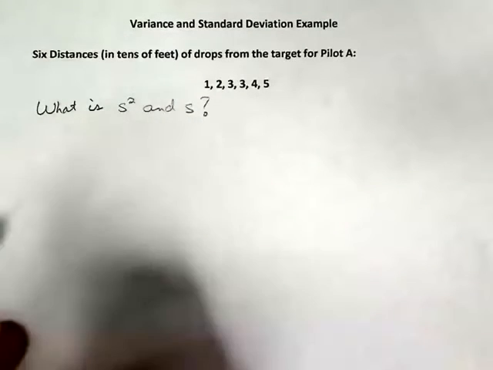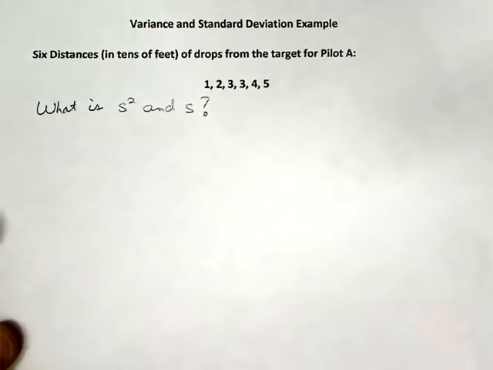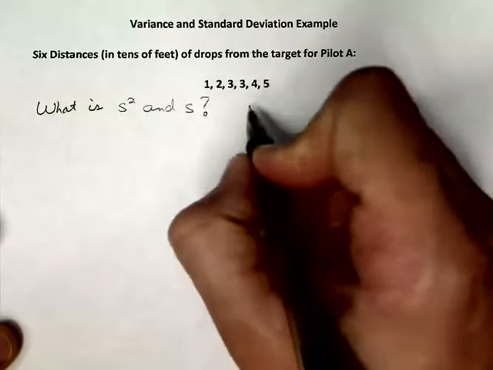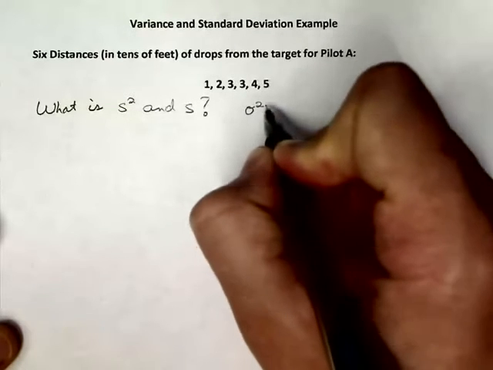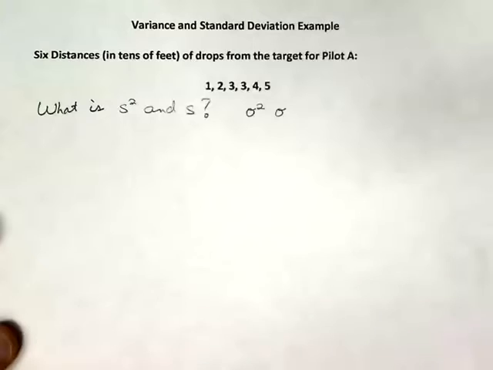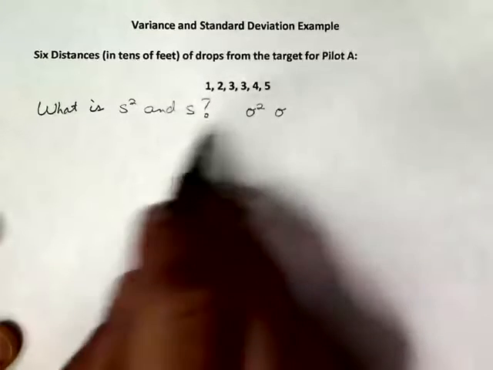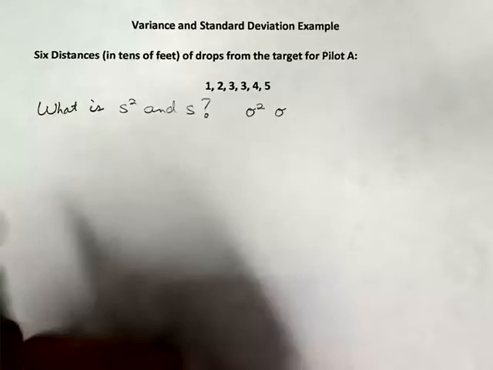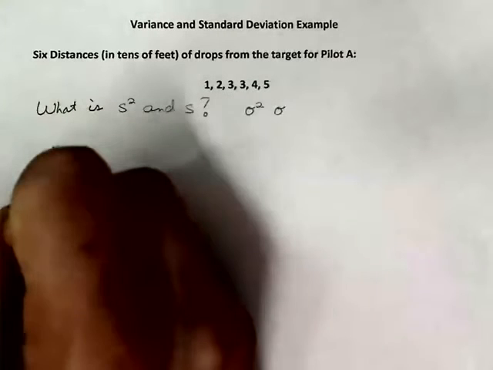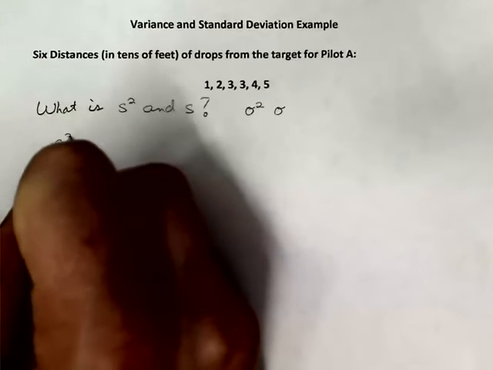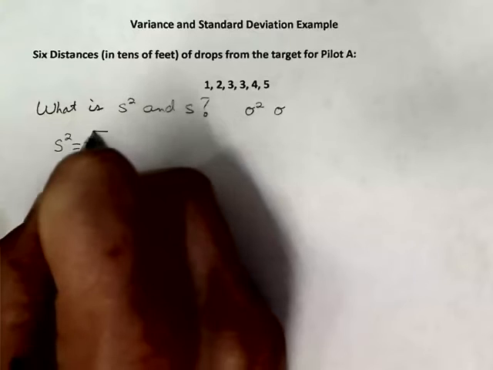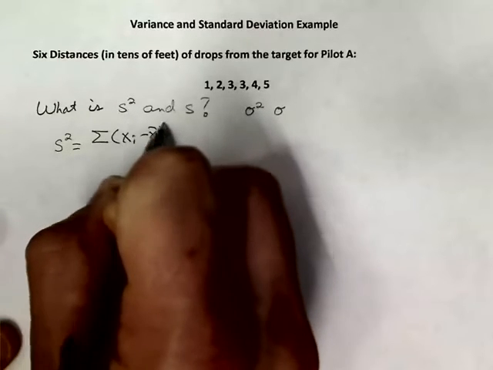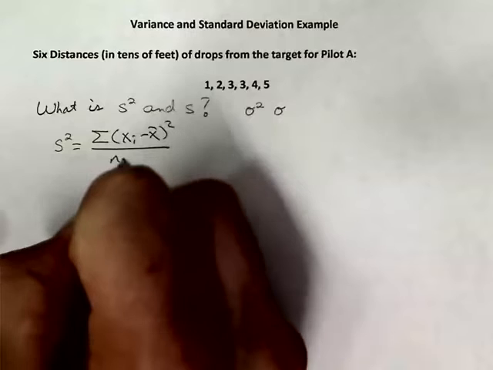That's the variance, that's the standard deviation. Now, this is the variance of a sample, this is the standard deviation of a sample. This is the variance of a population, this is the standard deviation of a population. So we use different terms. Be sure you know the difference here. So I'm treating this as a sample, so I'm looking at S squared. S squared, you recall, is the sum of the deviations squared over n minus 1.